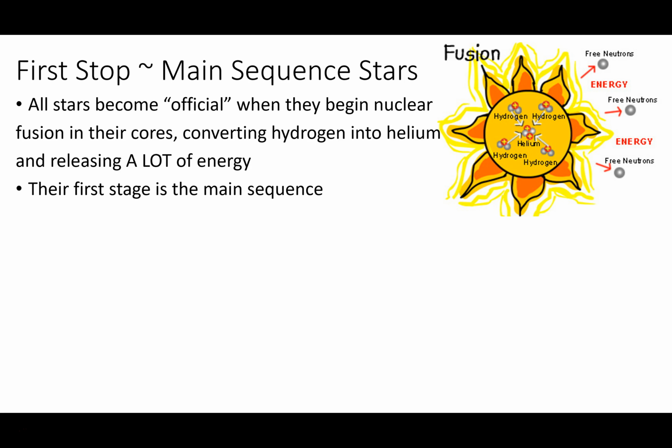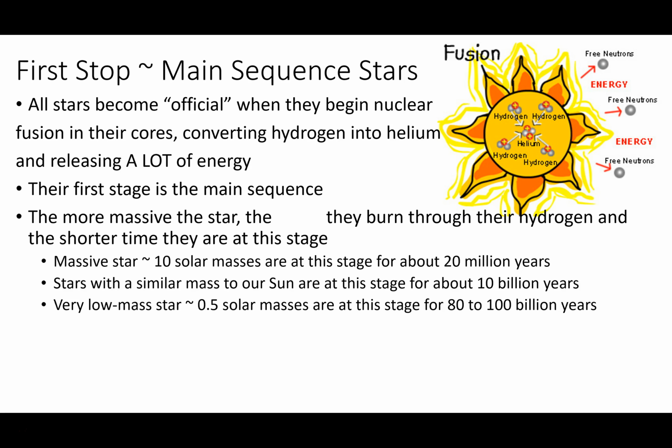So the first stage of any star is going to be the main sequence. And again, the more massive it is, the faster it's going to live its life on the main sequence. The less massive, it's going to live there a long time. The word is faster: the more massive the star, the faster they burn through their hydrogen.